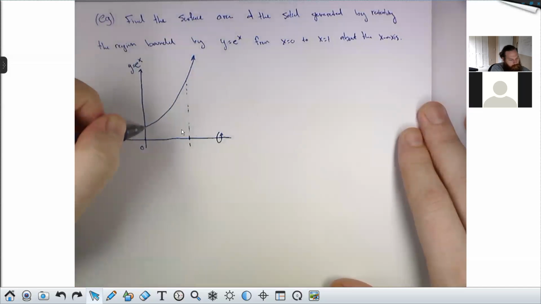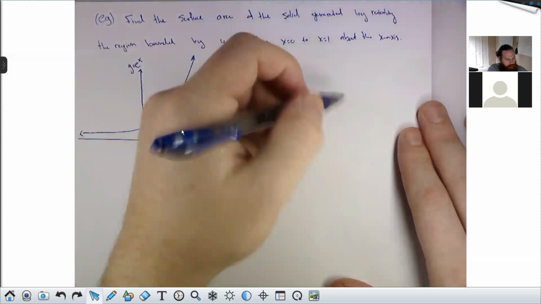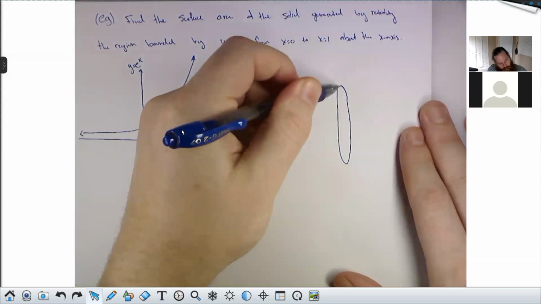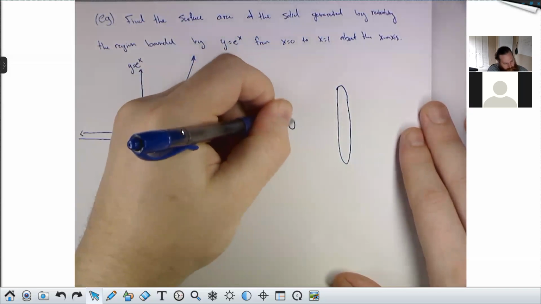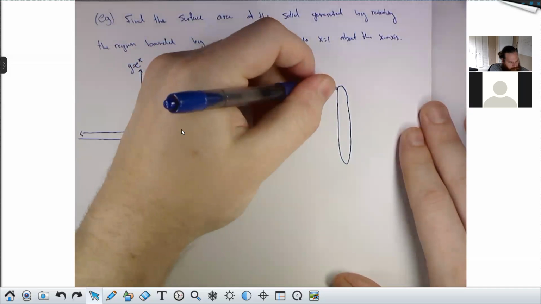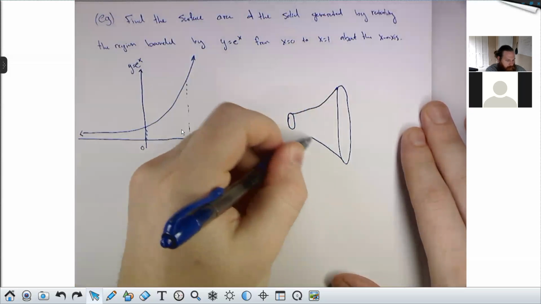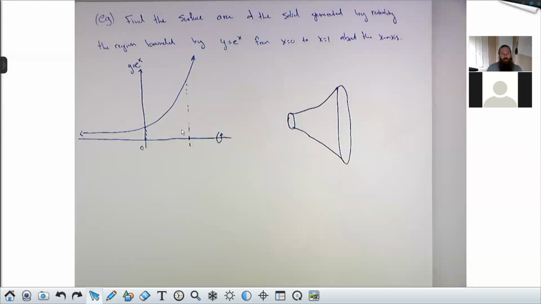I'm going to take this region, rotate about the x-axis. You can kind of picture that solid. I'll do my best to help out here. Viewed from the side, this kind of looks like a little horn, doesn't it? And what I would like to do is find the surface area.